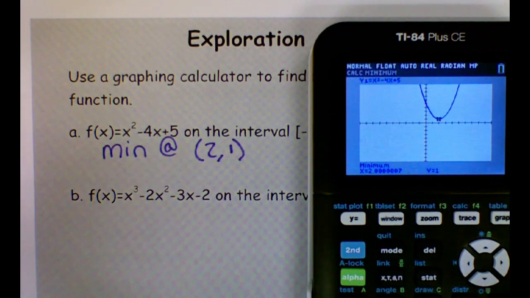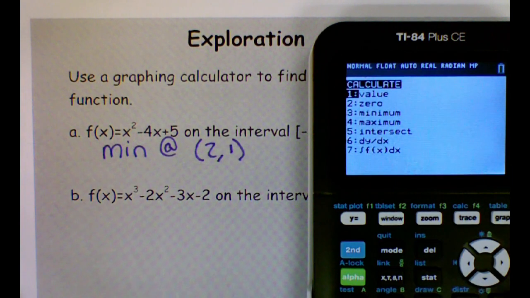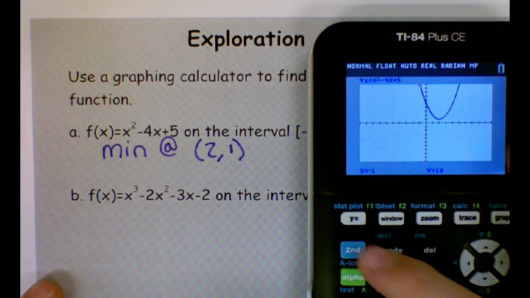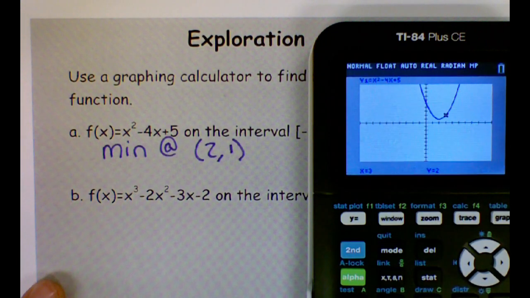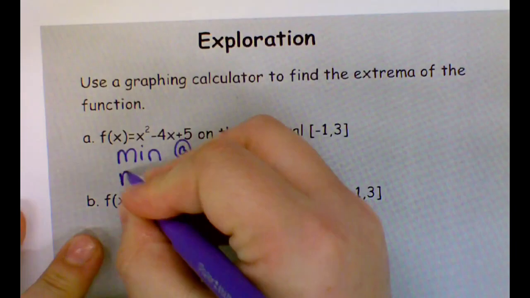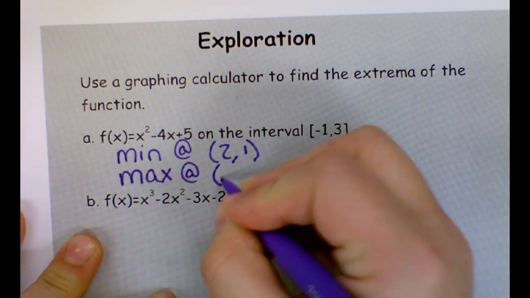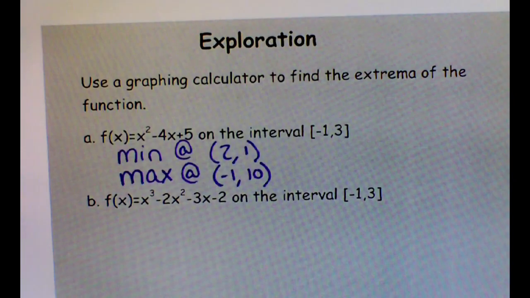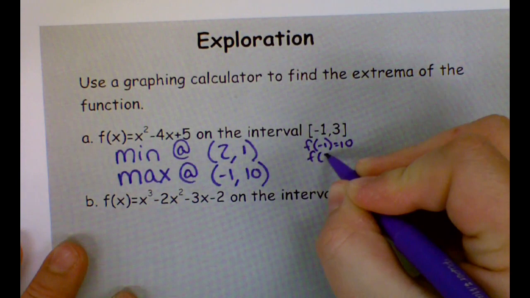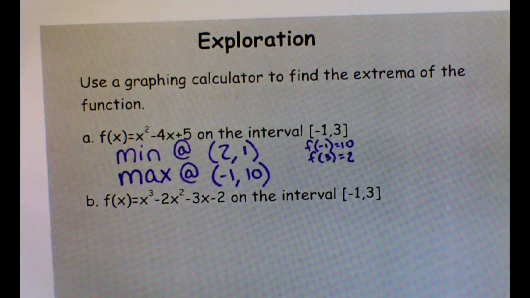Cool. Now I can use my calculator to easily find the maximum. It's either going to be at -1 or 3. It's going to be one of those endpoints. So I can hit second calculate value and just type in x is -1. Y was 10. We'll do the same thing for our other endpoint. Value when x is 3, y was 2. Well, 10 is obviously bigger than 2, so my max is at -1, 10. So remember, we always need to evaluate those endpoints, right? F of -1 was 10. F of 3 was 2. 10's bigger. There we go.